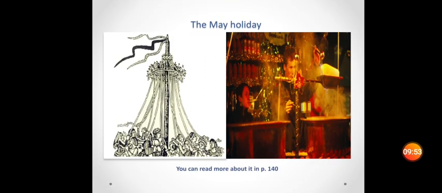Let's continue. The last part that we are going to talk about is the May holiday. As you know, every country has its own traditions, customs, and festivals. The May holiday is one of the festivals in Germany, and it usually takes place on the 1st of May, when people throughout Germany celebrate the end of the cold season. Colorful customs and traditions get people out of their houses. These are some pictures that I found about the May holiday, but you can read more about it in your book, page 140.